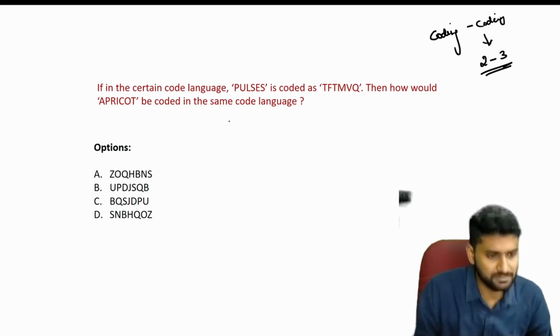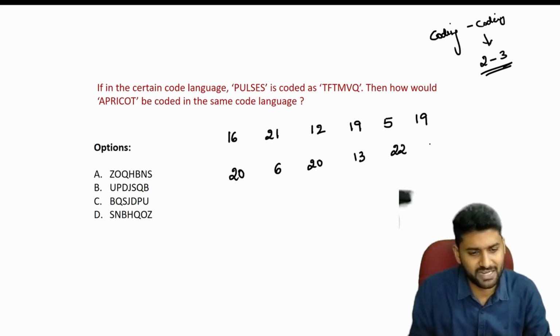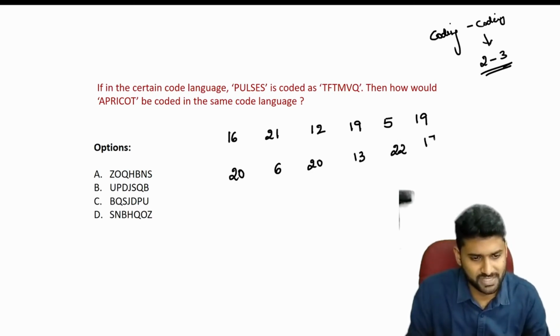Now see here, the question. So P is the 16th letter, U is 21, L is 12, S is 19, again E is 5, S is 19. Now T is 20, F is 6, T 20, M 13. So try to convert each and every letter into a number. So Q is equal to 17.